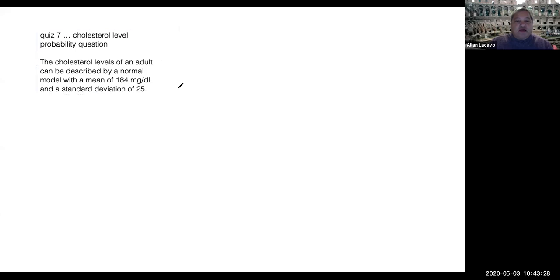So the first thing I'm going to do is draw the model for this problem, and we say that this model has a normal distribution. What that means is that the probabilities increase as you head towards the average value, and then decrease in a symmetrical fashion with respect to the values of cholesterol. We can also look at this in standard deviation units.